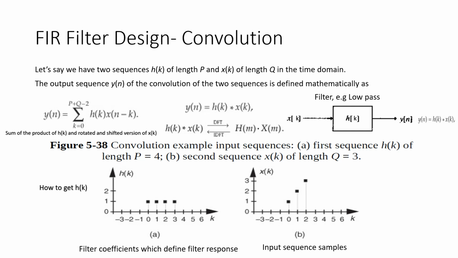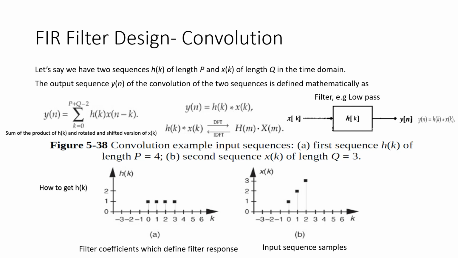To design a filter system, we have to find the impulse response of the system. If we know this impulse response, the values of this h of k, then we can do the convolution of the input signal and the h of k to get the filter. If we design h of k according to the low pass filter design, then we will get the values of h of k, and these values will be used to then design the filter.